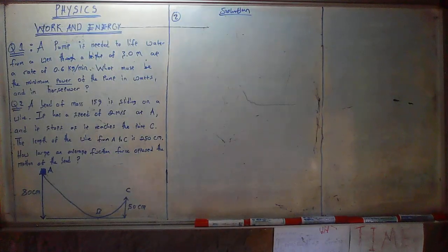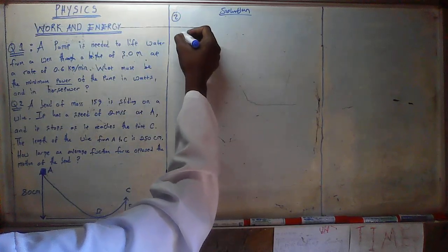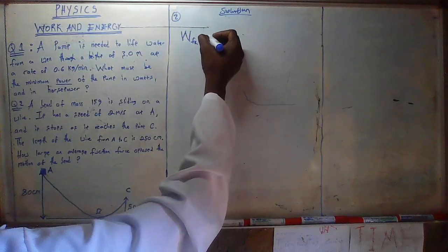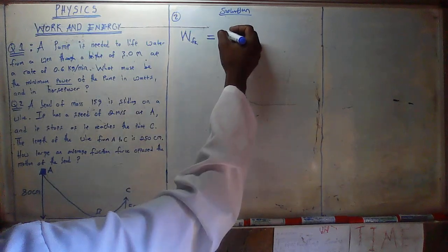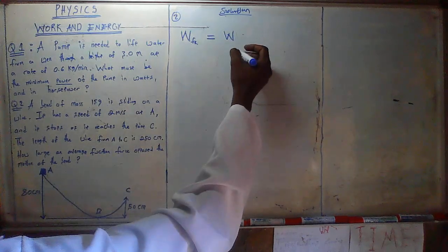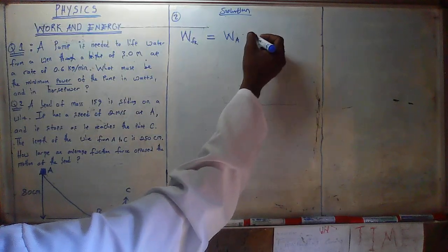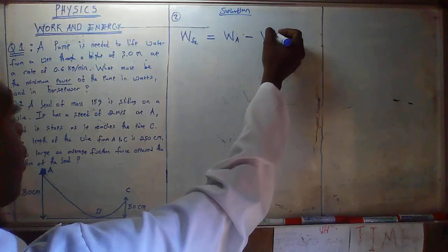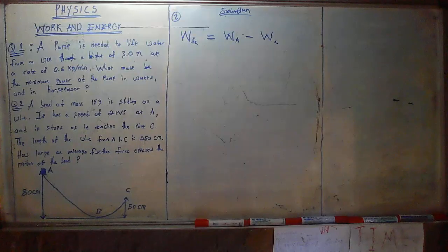So we're going to say friction force energy, or the work done by friction. So we can just say the work done by friction force is equal to the work done at point A minus the work done at point C. Work is the same as energy.